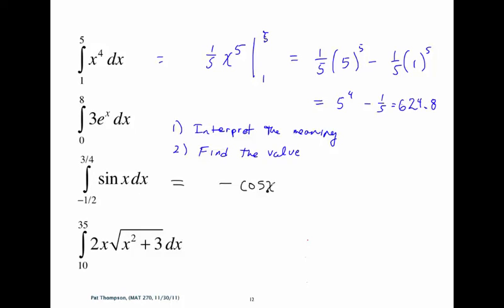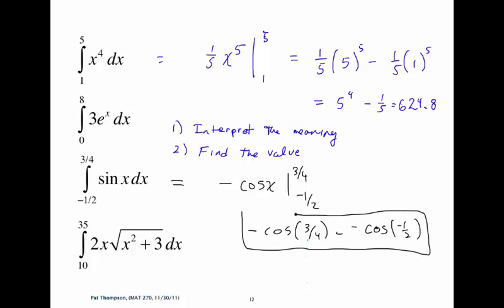What function would give a derivative of positive sine? We're saying what function's derivative would be positive sine? That's negative cosine. And then you're going to plug in 3/4 and plug in negative 1/2 and subtract. Whatever that is. That's exact value. So leave it as an exact result.